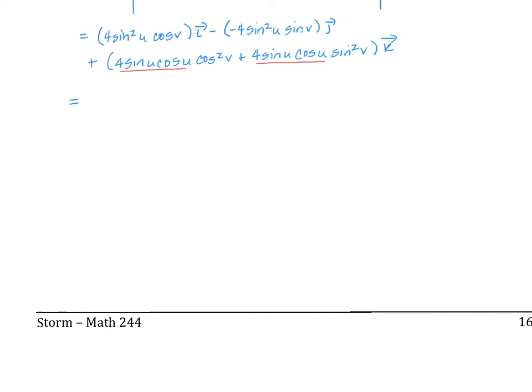So I'm going to factor out a 4 as well and write this as the vector of sine squared u cosine v. The next component would be sine squared u sine v. And then the last component would be sine u cosine u.